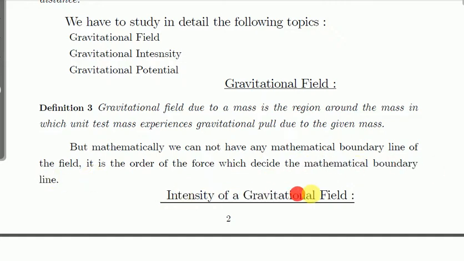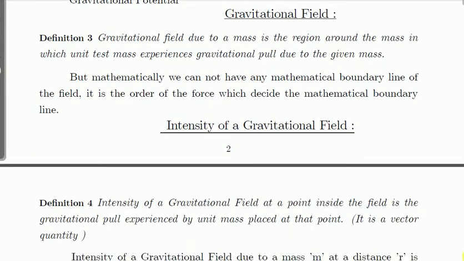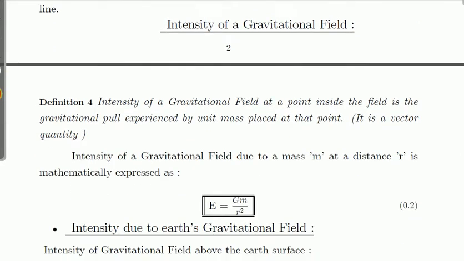Now, intensity of gravitational field. What is it? We define it as: intensity of gravitational field at a point inside the field is the gravitational pull experienced by unit mass placed at the point. It is a vector quantity, mind it. Intensity of a gravitational field due to a mass m at a distance r is mathematically given by g is equal to G into m upon r square.